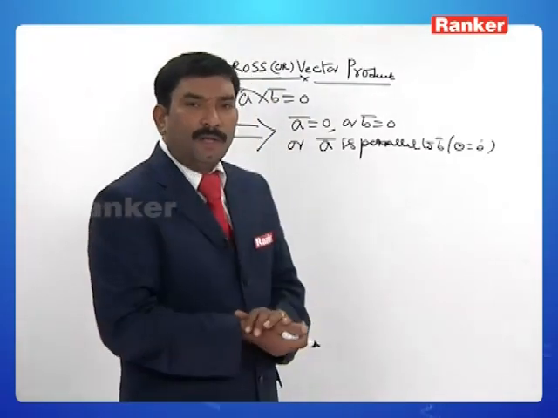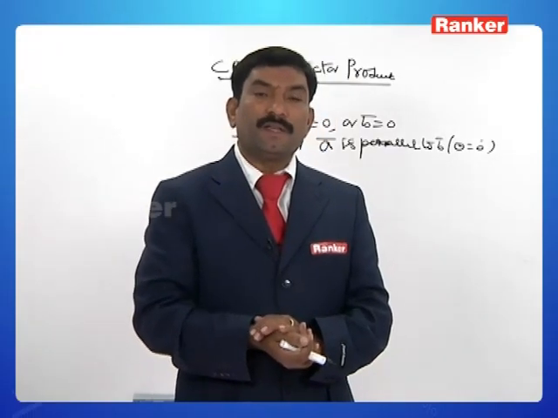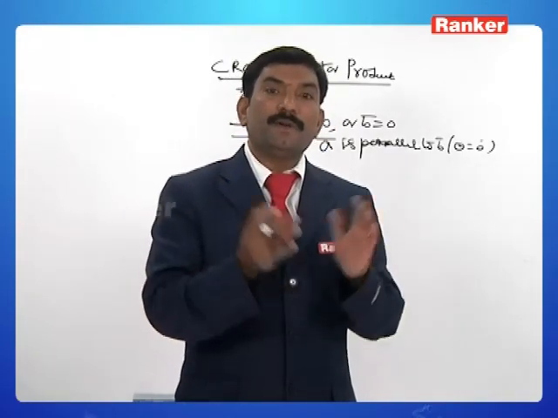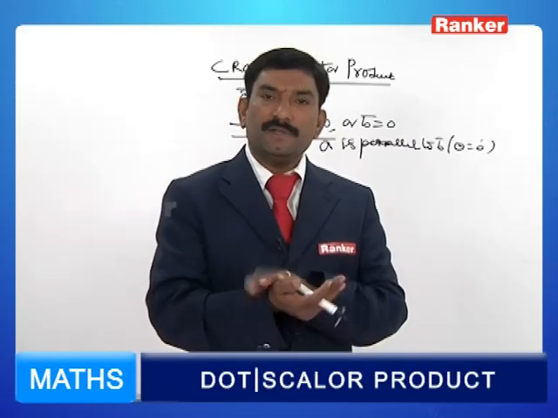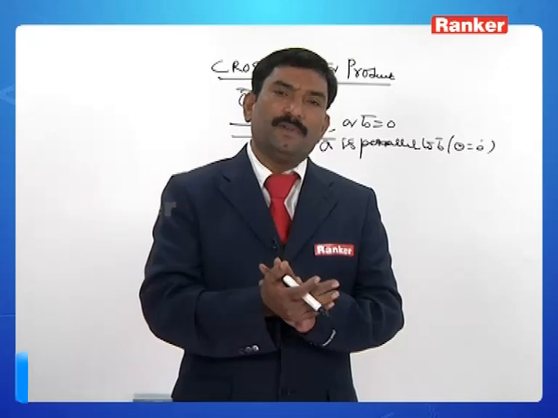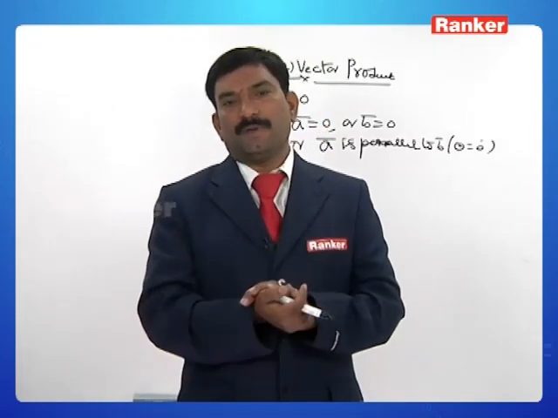Sir, if A bar cross B bar is equal to mod A into mod B into sin theta and N cap, if A bar is equal to 0, it's a what? Null vector. Its magnitude is what? 0. If B bar is 0, B bar is equal to 0 means what? Null vector. So therefore, A cross B also becomes what? Null vector.